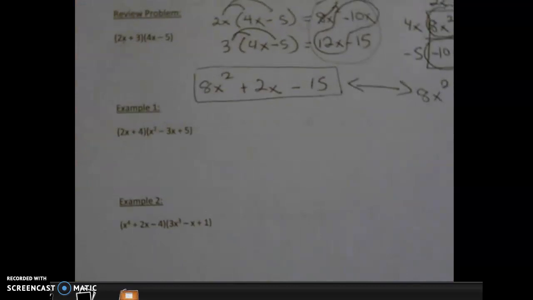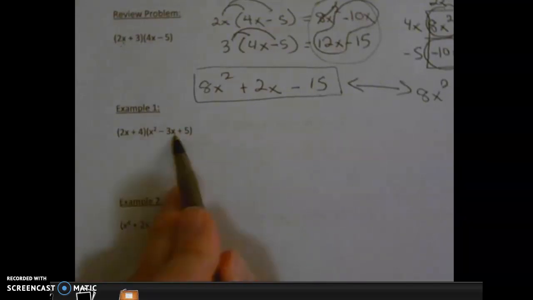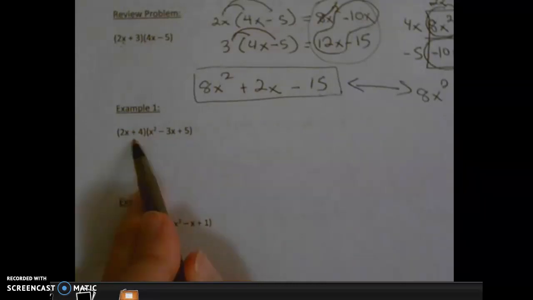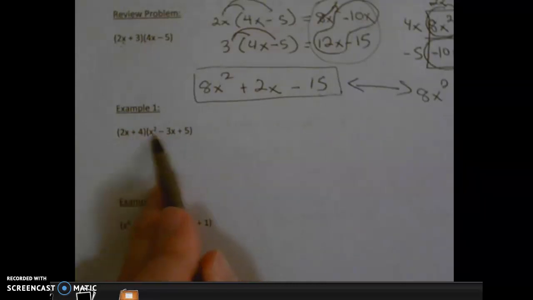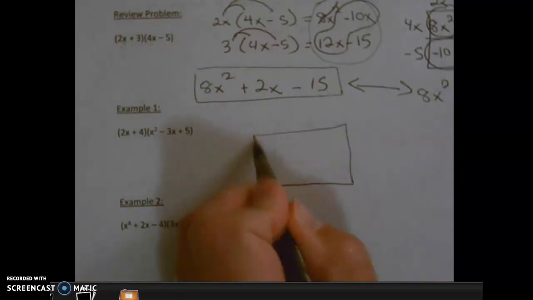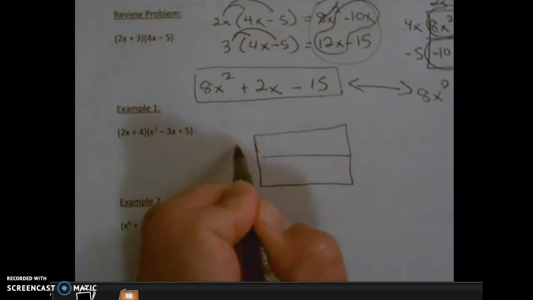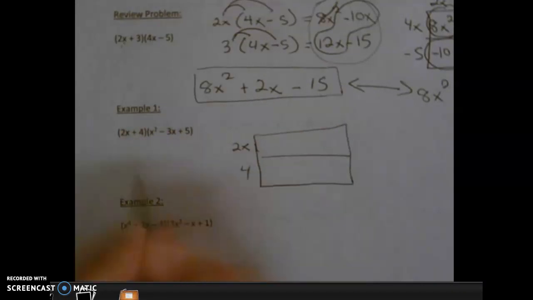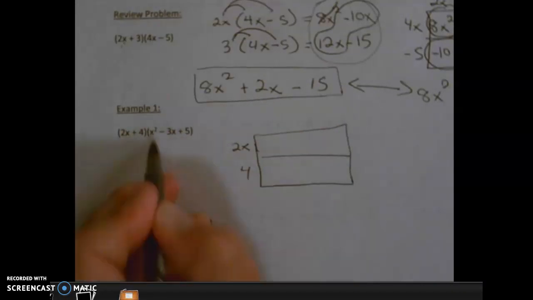All right, so now let's take a look at example 1. In this case, I'm going to just do one method with you, and I think the method I'll use here is a box. So I'm going to do a 2 terms by 3 terms. So 2x plus 4 on the side.